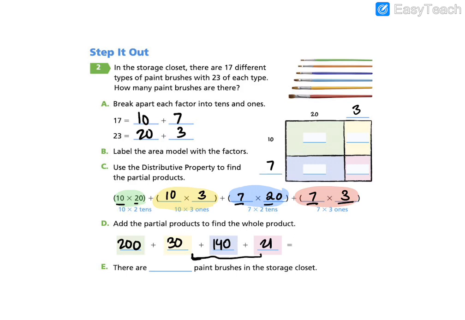Okay, I found that these partial products added together were 51 plus 140 was equal to 191. Then I added my 200 to 191 and got my answer of 391. So I know that there are 391 paintbrushes in the storage closet.